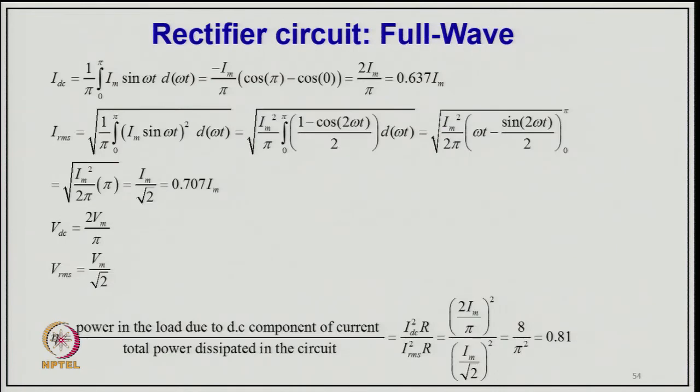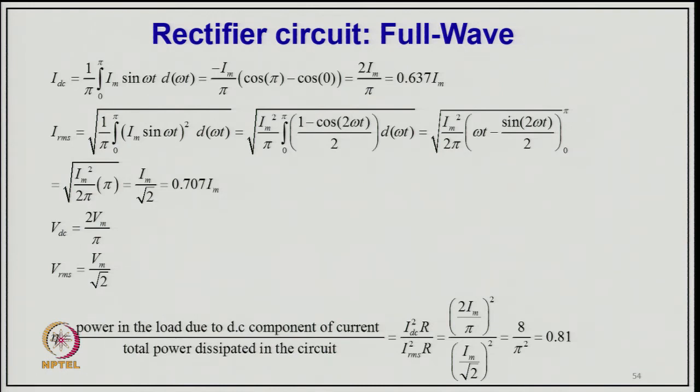Therefore, the mean value of the load current is IDC equal to 1 upon pi integral 0 to pi Im sin omega t d omega t, or you can say 2 upon 2 pi, which is Im upon pi times cos pi minus cos 0, and that becomes 2 Im upon pi or 0.637 Im. IRMS will be again 2 upon 2 pi, or 1 upon pi integral 0 to pi of Im sin omega t whole square d omega t, which is Im square upon pi integral 0 to pi of 1 minus cos 2 omega t by 2 into d omega t, and putting in the values, Im square by 2 pi times omega t minus sin 2 omega t by 2 from 0 to pi, which equals the square root of Im square by 2 pi into pi, or Im by root 2, or 0.707 Im.